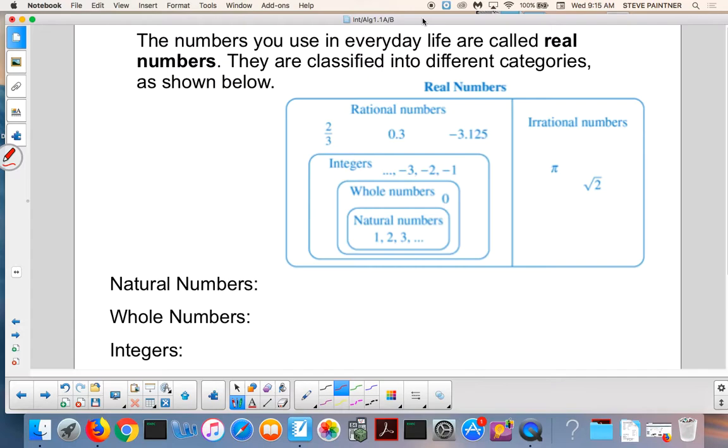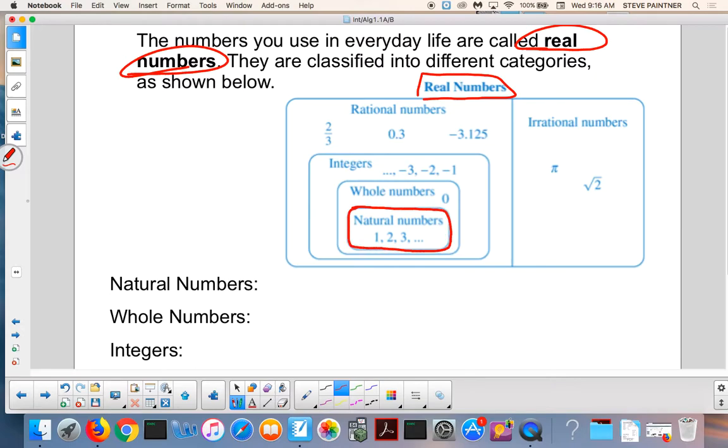Okay. Here we go. The numbers you use in everyday life are called real numbers. They are classified into different categories as shown below. So the whole group of numbers we talk about are called the real numbers. Every number you can think of is a real number. What's the smallest group of numbers? Natural, right here. This is the smallest group of numbers.